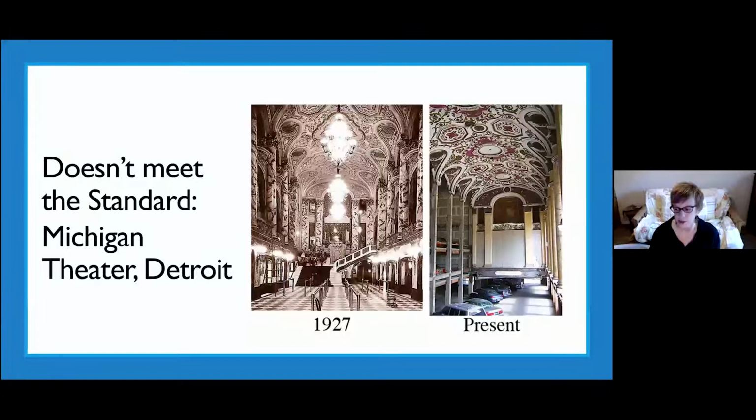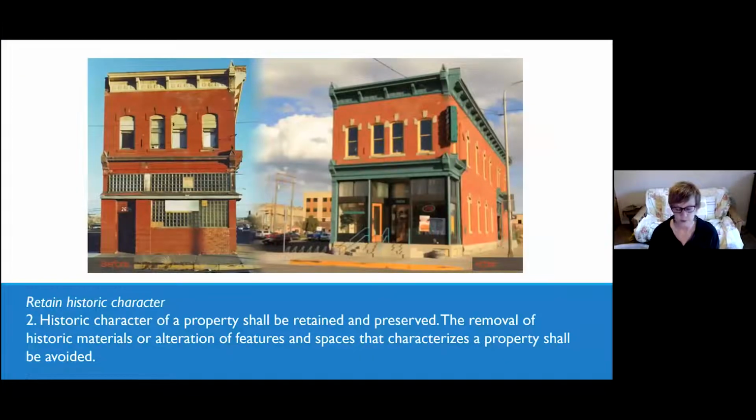Okay, so on to standard number 2. Basically, retain the historic character. Standard 2 says historic character of a property shall be retained and preserved. The removal of historic materials or alteration of features and spaces that characterize a property shall be avoided. So here you see an example of a rehab that would be considered to meet this standard. You can see over the years, definitely some alterations have occurred to this building, particularly at the storefront, but it does still retain a lot of its original features.